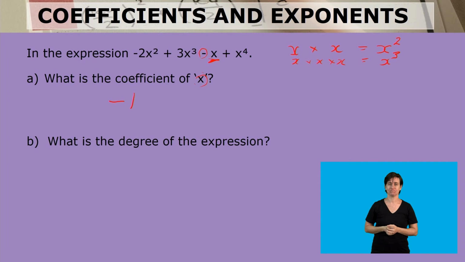Look at the next one. It says, what is the degree of this expression? Degree of the expression says we look for the highest exponent. I have 2, that's an exponent. I have 3, that's an exponent. I have 1 that we are not writing mathematically, and I have 4. So the highest of them all is 4. So we say the degree of the expression is 4. We don't say x to the exponent 4, we write 4 as a value.